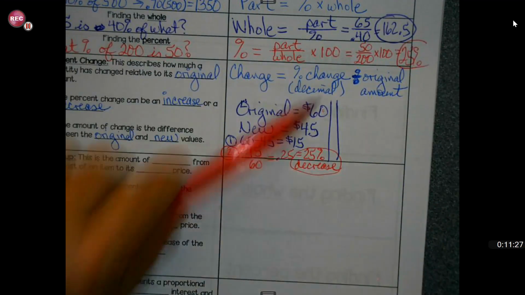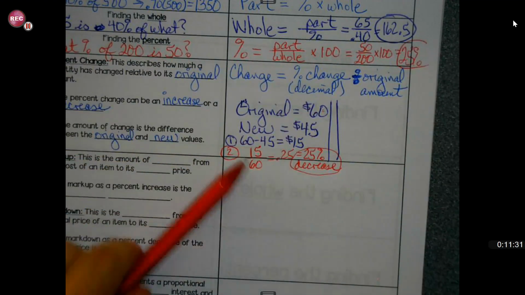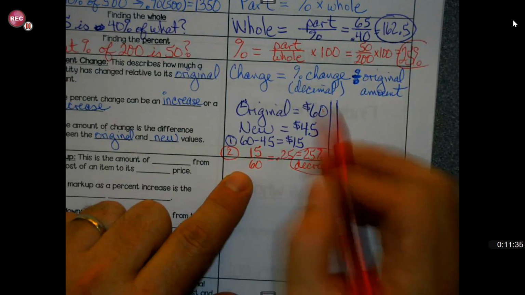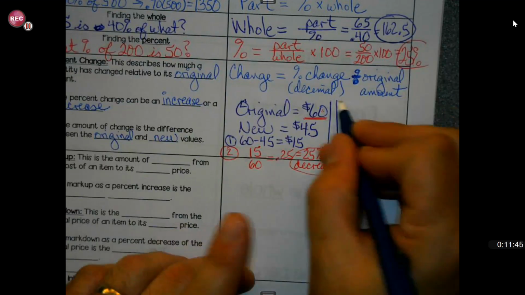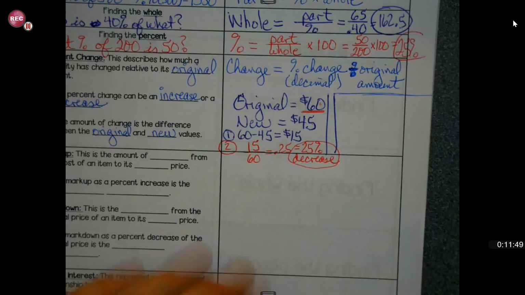So we compare the two prices, my original and my new. Always divide by the original, though. Whatever amount you started with. And if it went down, it decreased. If it went up, it increased. So let's play off of that. One more example here, then I want to do one on the worksheet with you. I'm not going to do this whole note sheet today.